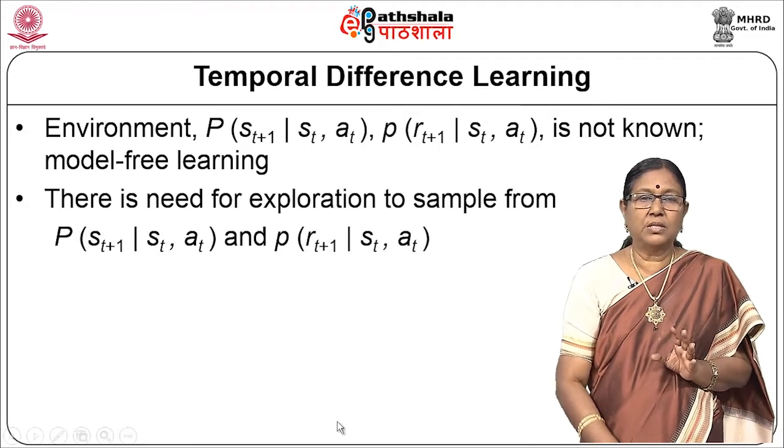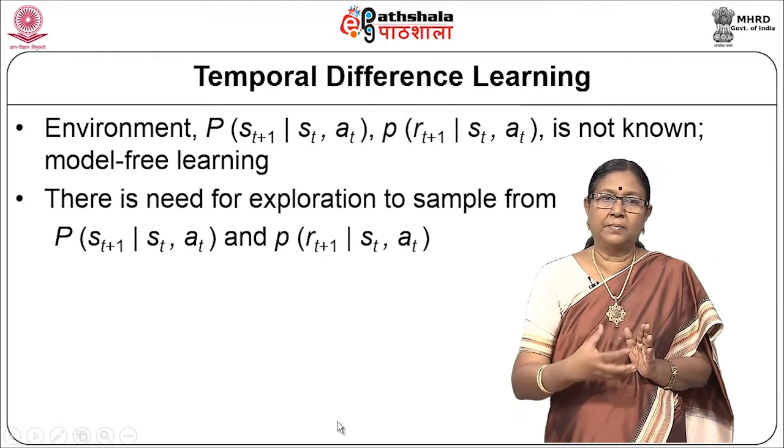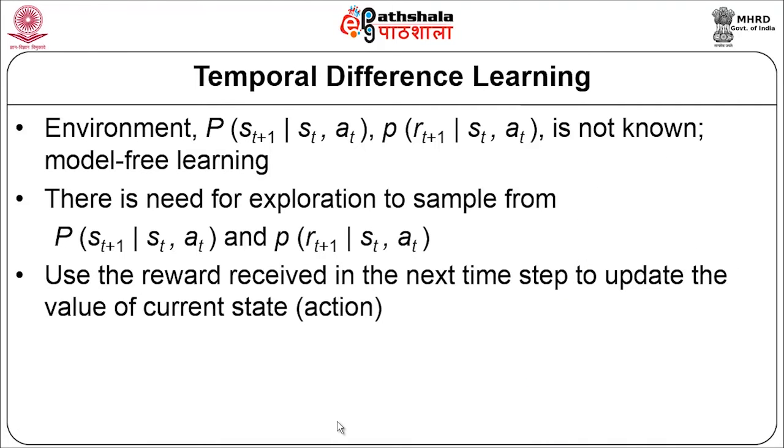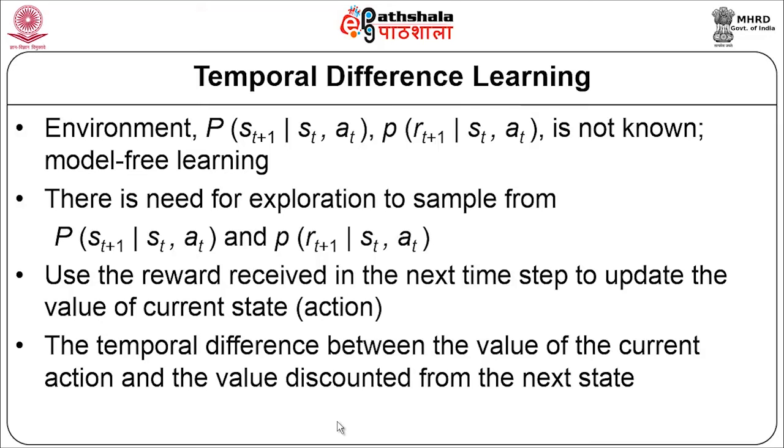So, what we have to do is sample from these probability values and use the reward received in the next time step to update the current one. You start, choose a value, assume a probability, find the reward you receive, and then update the correct state or action using that reward. So, the temporal difference is the difference between the value of the current state and the discounted value of the next state.